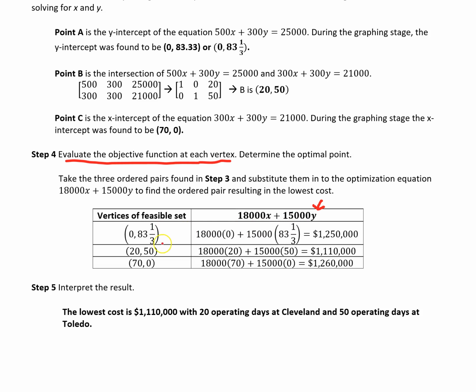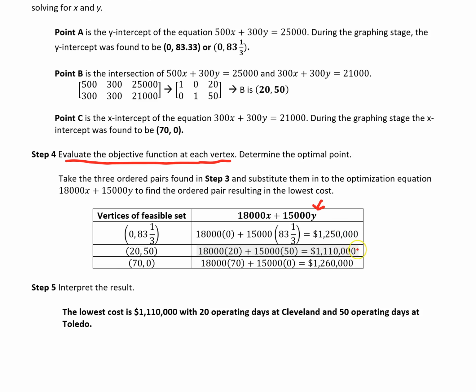I put all 3 of my vertices in the left side of this table just for organizational purposes. You don't have to use this table. You can do it by hand on the side or with a calculator. One at a time, take the x value of each ordered pair and the y value of each ordered pair, substitute it into the equation that needs to be optimized, and in this case we're looking for a minimization. Solve it and find that answer.